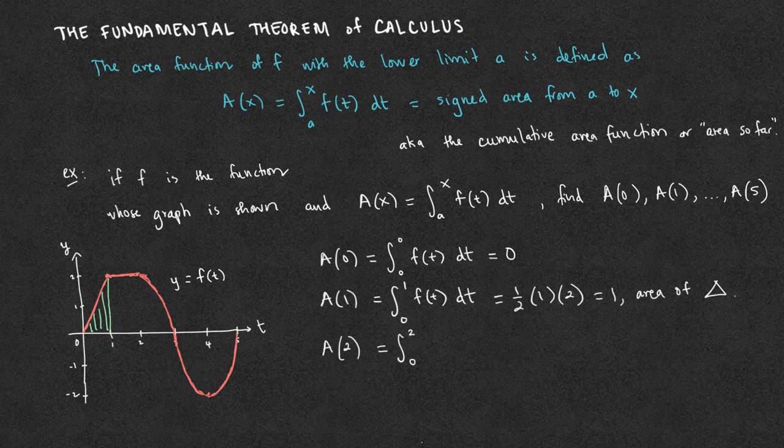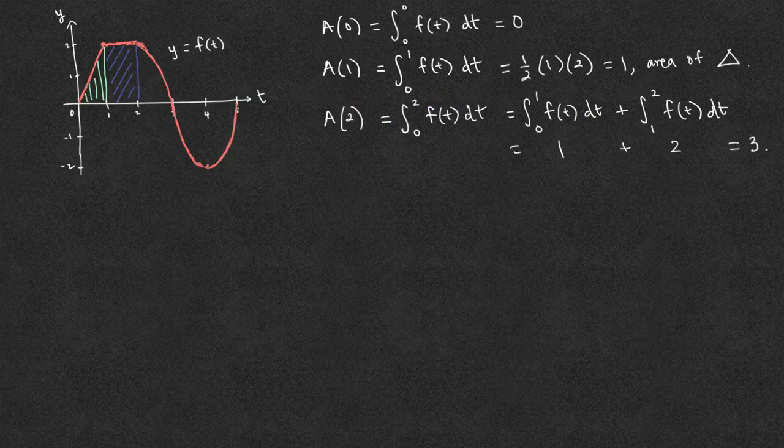A of 2, by the definition, is the integral from 0 to 2 of f of t dt. But this is the integral from 0 to 1 and then 1 to 2. So the integral from 0 to 1 of f of t dt plus the integral from 1 to 2 of f of t dt. But the first integral is 1, and the second integral is the area of the rectangle, which is 2.